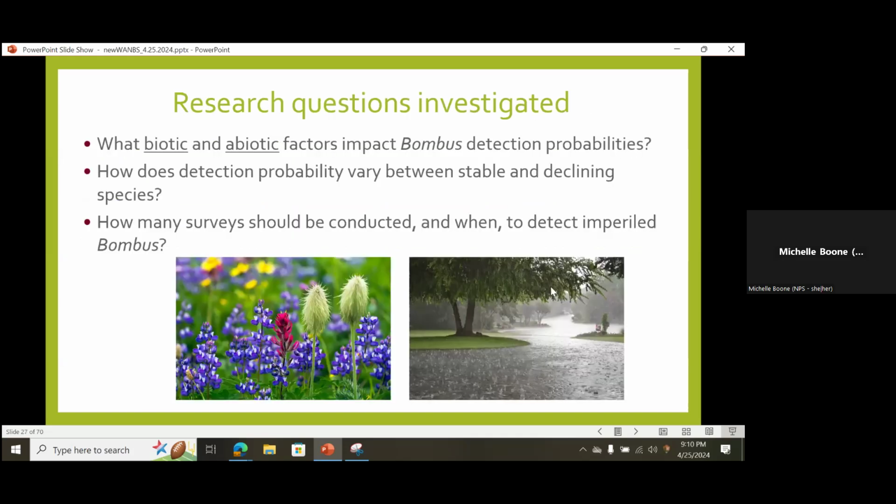So I'm going to get into some of my dissertation research, which focused on this concept. I really wanted to know what are those factors that affect bumblebee detection, more specifically for rusty patch bumblebee, but I studied the entire bumblebee community in my area. I also wanted to know how detection probability varied between stable versus declining species, basically to know, are you more likely to detect something common than something rare, if it's indeed at a site, and how many surveys should be conducted and when to detect imperiled bumblebees.